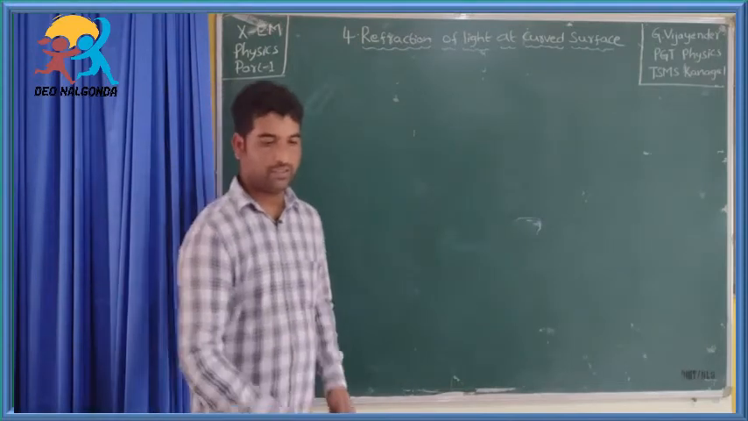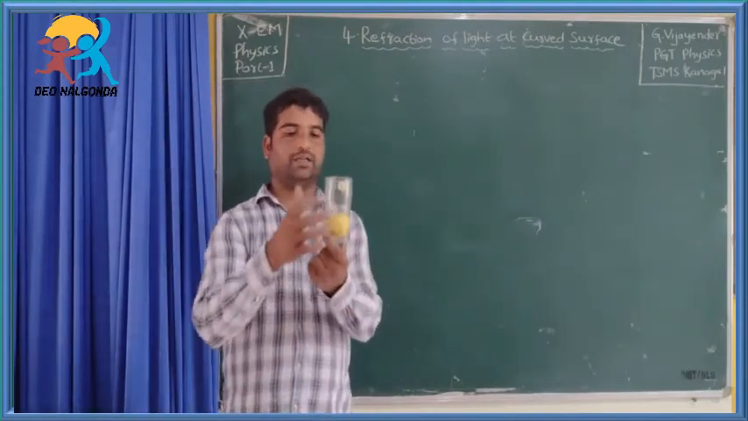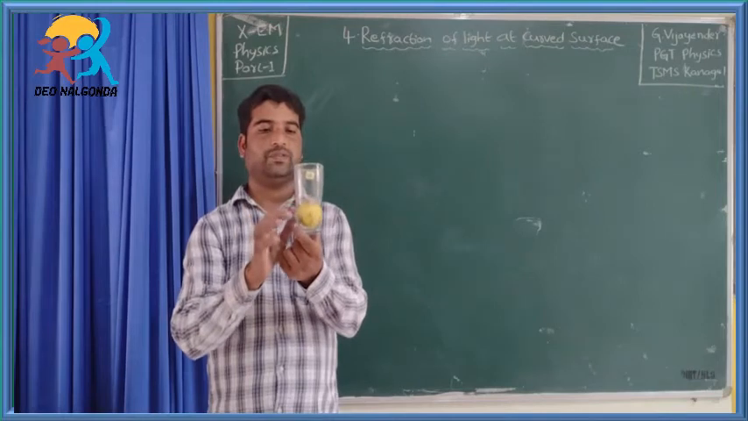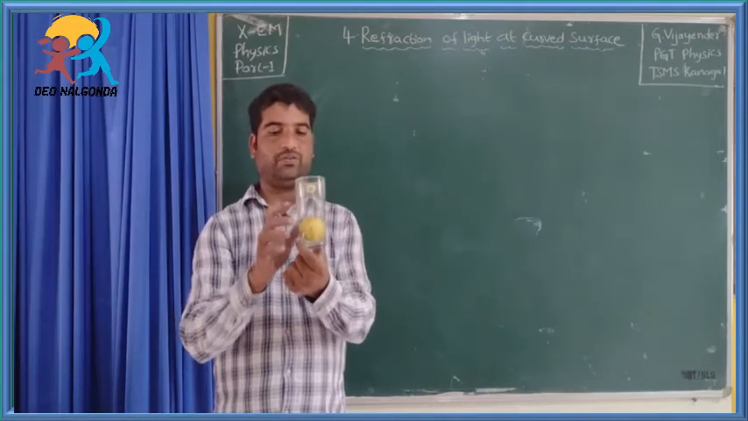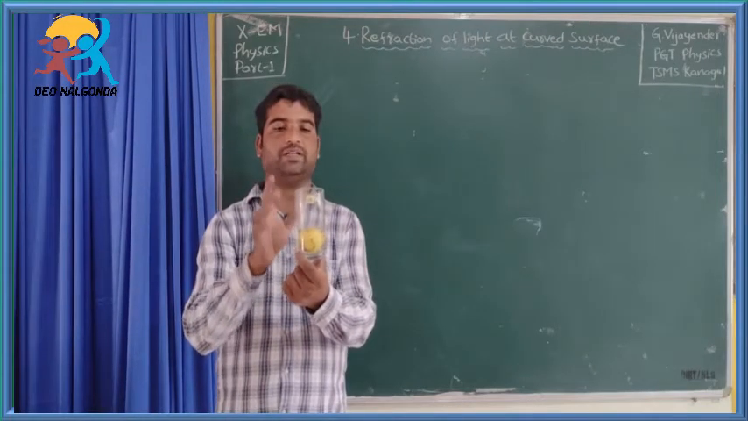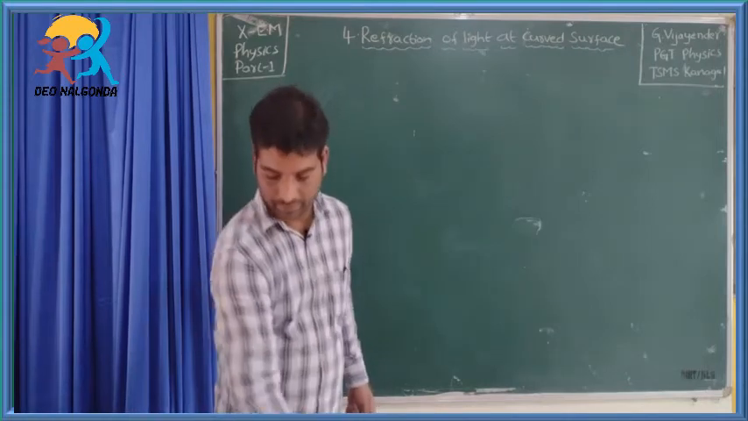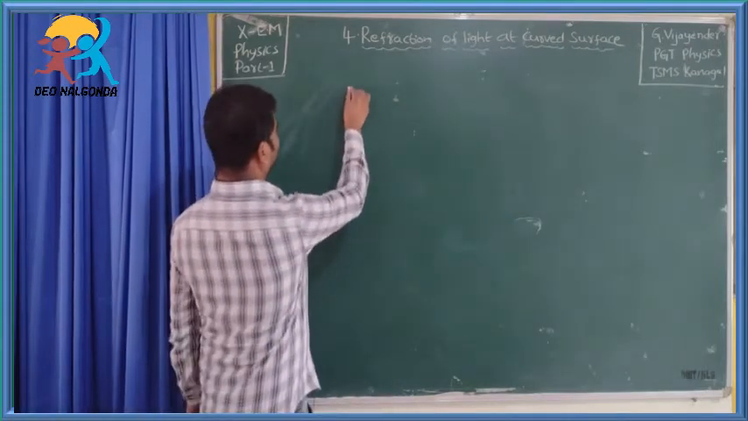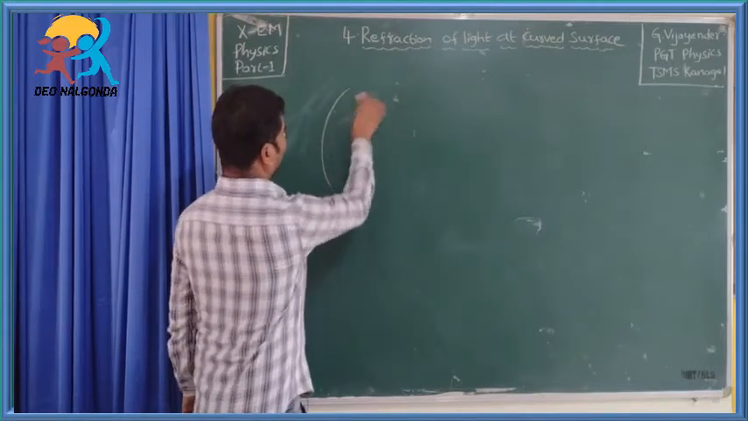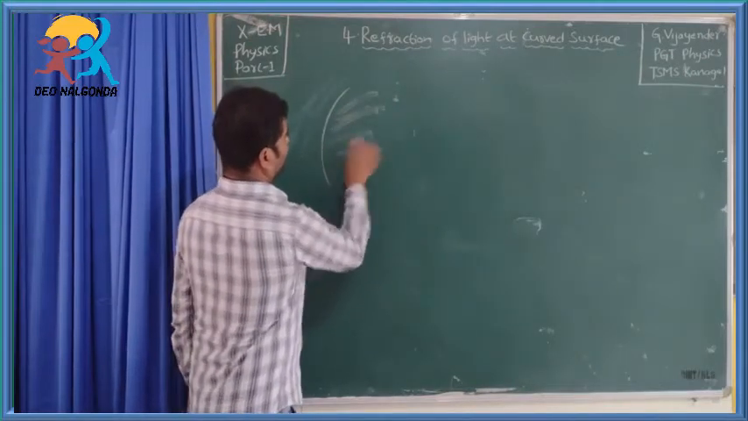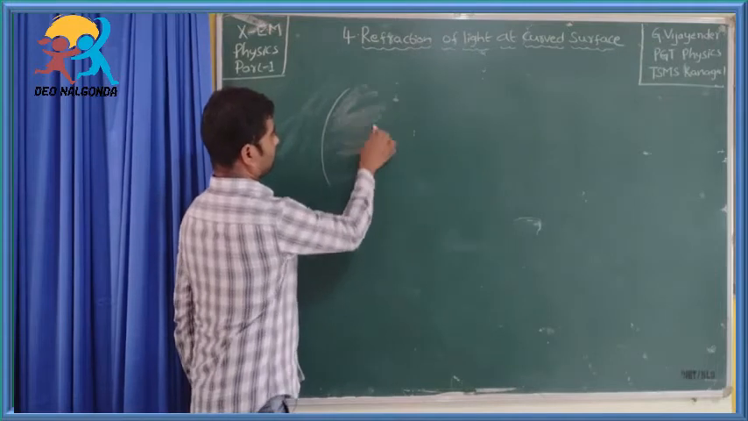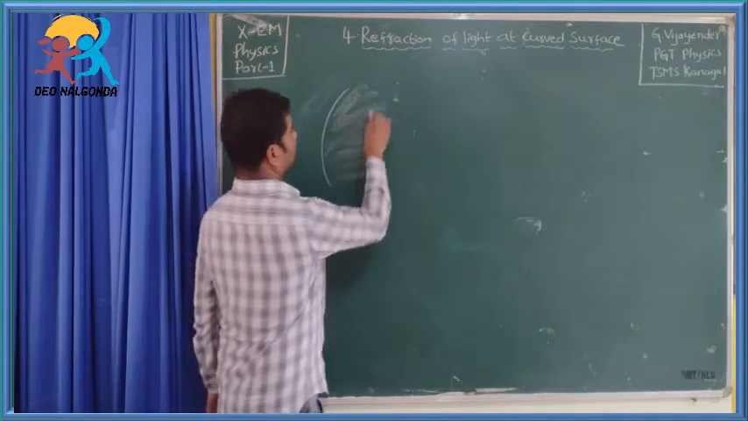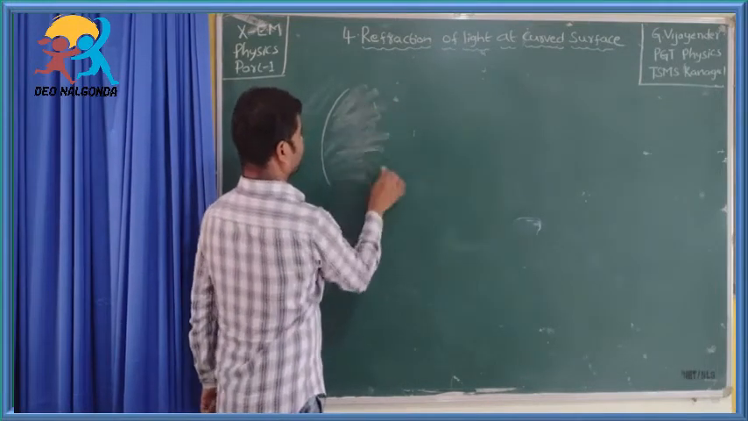We have seen that in this experiment. Here we have the curved surfaces. Light is traveling through the curved surfaces. Water is the denser medium, air is the rarer medium. Here this is the water, denser medium.